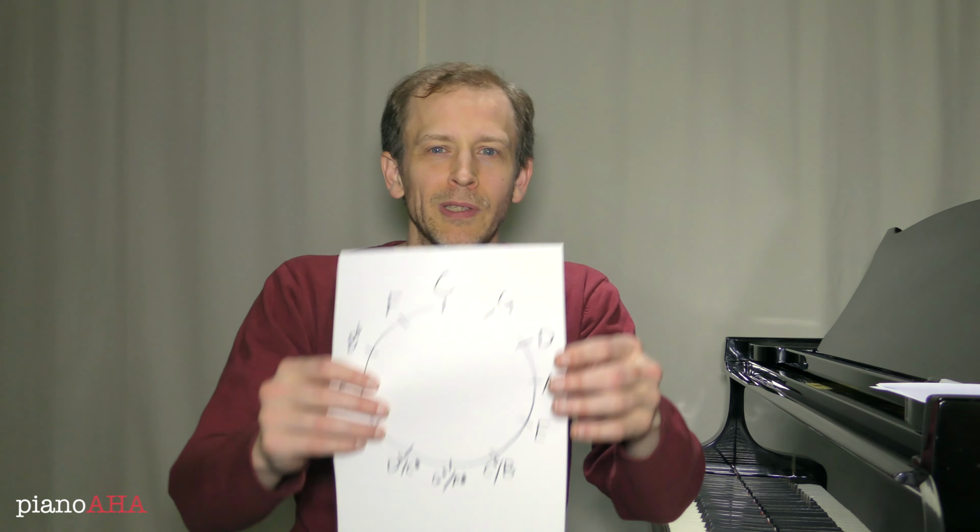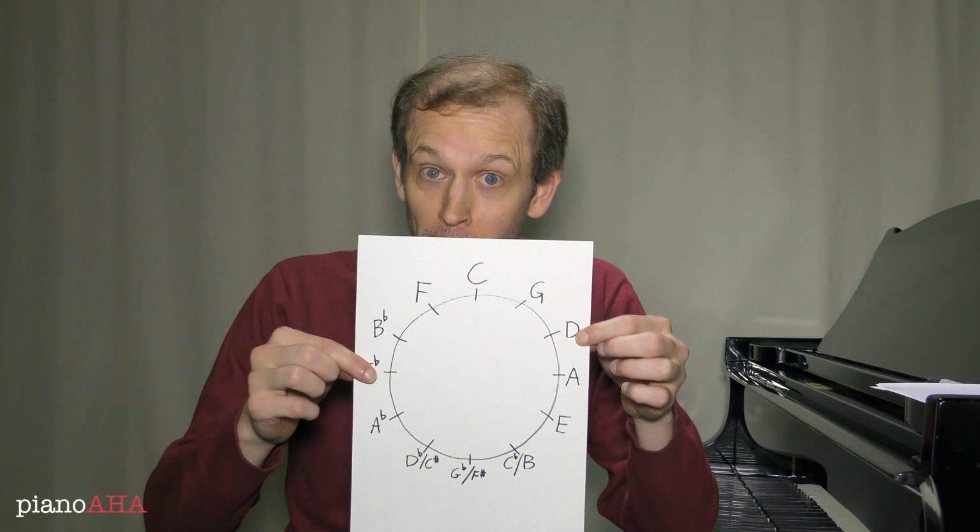Hi, this is Brett with Piano Aha, and today we're going to talk about yet another way of figuring out what major key you're dealing with if you have, for example, 3 sharps or 4 flats. So, today we'll be talking about the circle of fifths that you may have heard about.